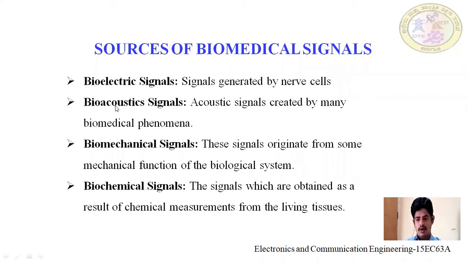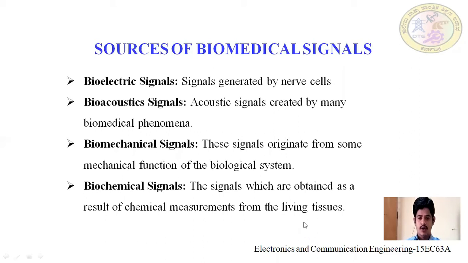Next one is bioacoustic signals. Acoustic means sound. The sound signal generated by the human body is called a bioacoustic signal. The acoustic signals are created by many biomedical phenomena. Then the biomechanical signal: these signals originate from some mechanical function of the biological system. Our body has some mechanical operations, mechanical movements. Because of that, some signal is generated. Those signals are called biomechanical signals.